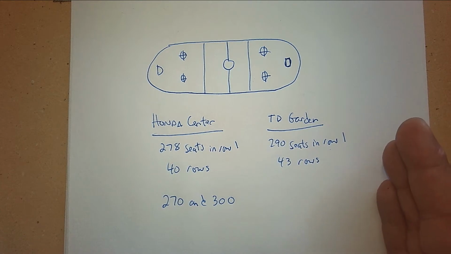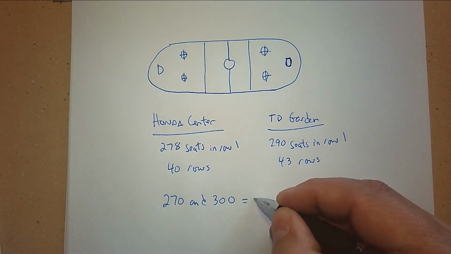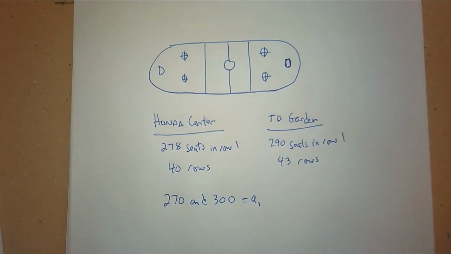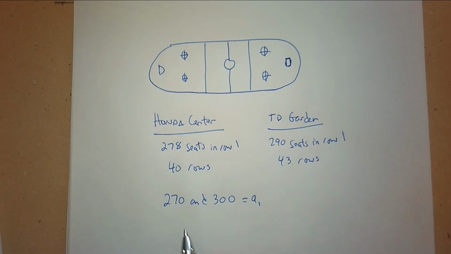For this assignment, that's going to be your A1 when we do our math. So what I need you to do, because you are designing an arena, what I need you to do right now is to pick a number between 270 and 300. There is no wrong answer, other than you not doing what I just told you to do. Pick a number between 270 and 300 and write it down.